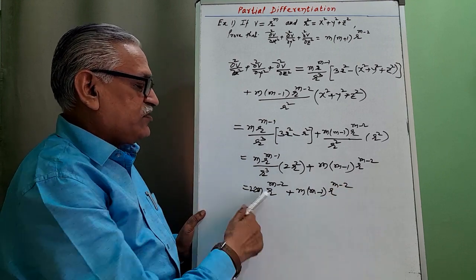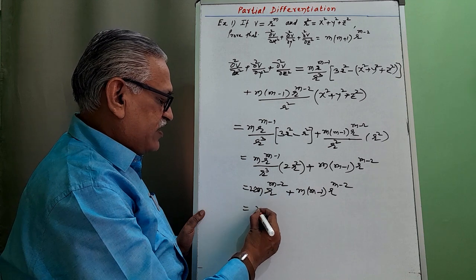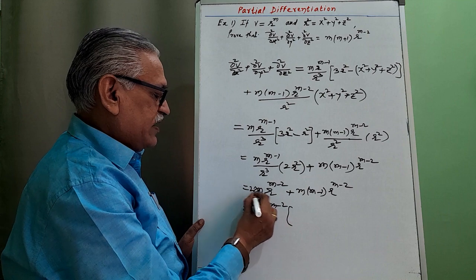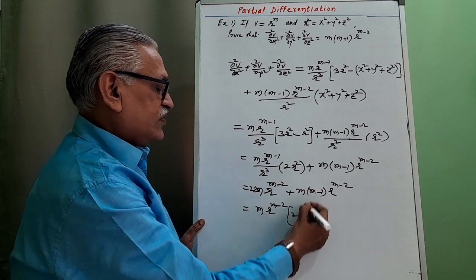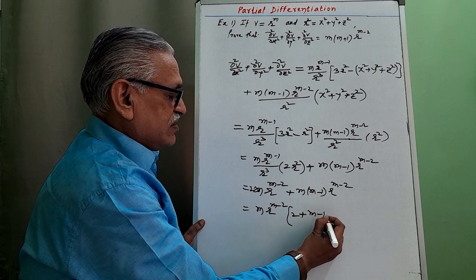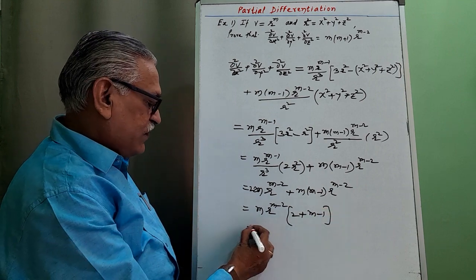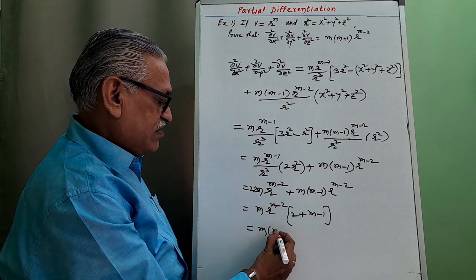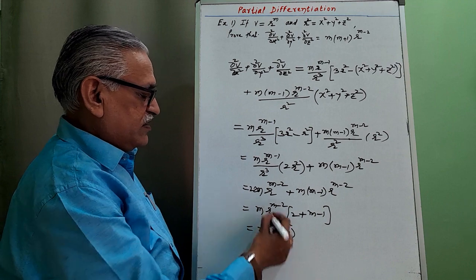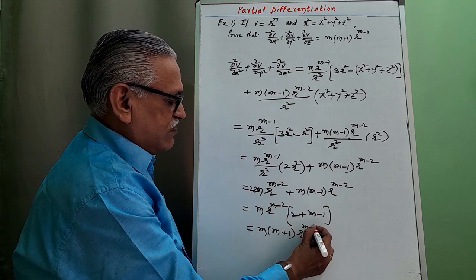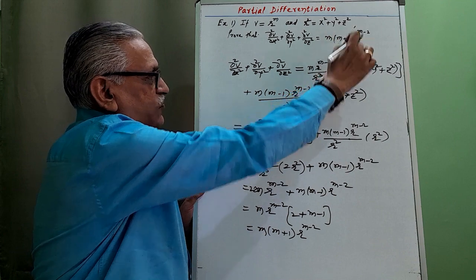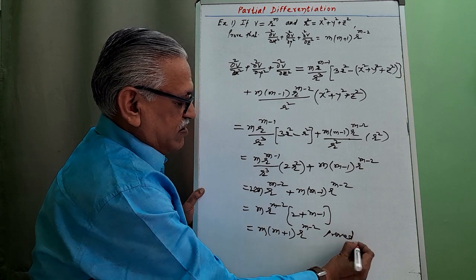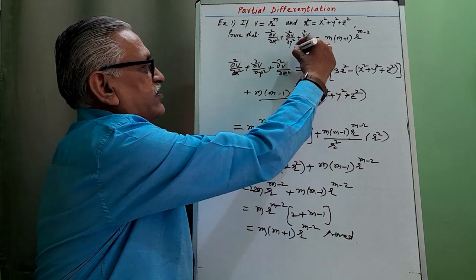What can we take common from this? From these two terms, we can take common m and r raised to m minus 2. Remaining here is 2 plus m minus 1, and therefore simplifying it, m minus 1 plus 2 we get as m plus 1 into r raised to m minus 2. m plus 1 r raised to m minus 2. Hence proved. We get the required result.